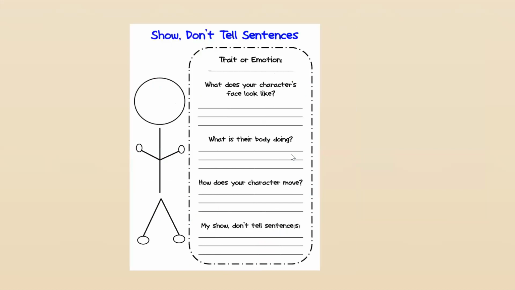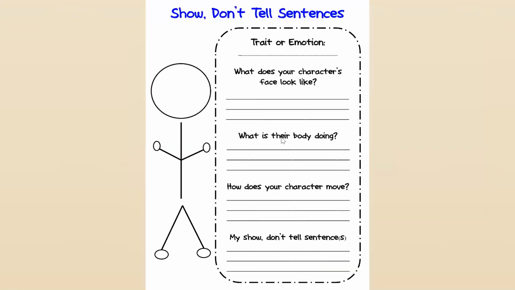students. So let me pull this up. Okay, so show, don't tell sentences. What does your character's face look like? What is their body doing? How does your character move? And so on. So this can be a little practice for elementary students. They can write something according to their abilities to write stories. Maybe we can expand on it.